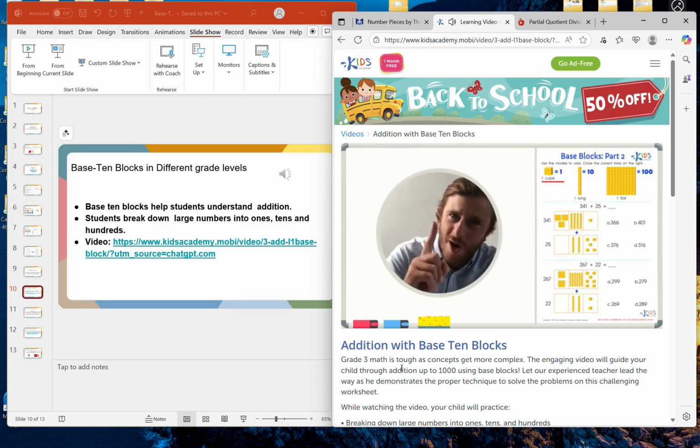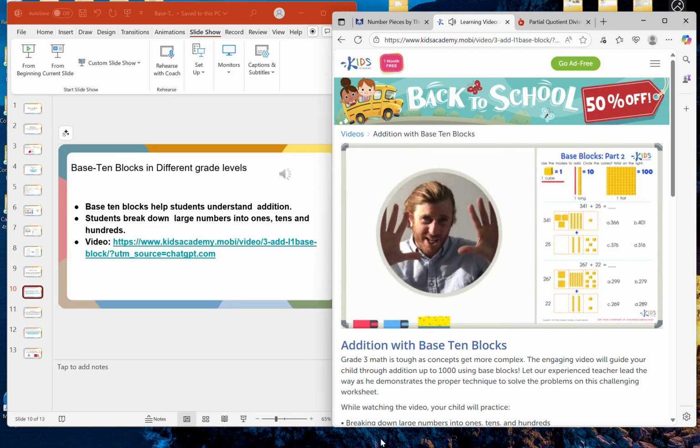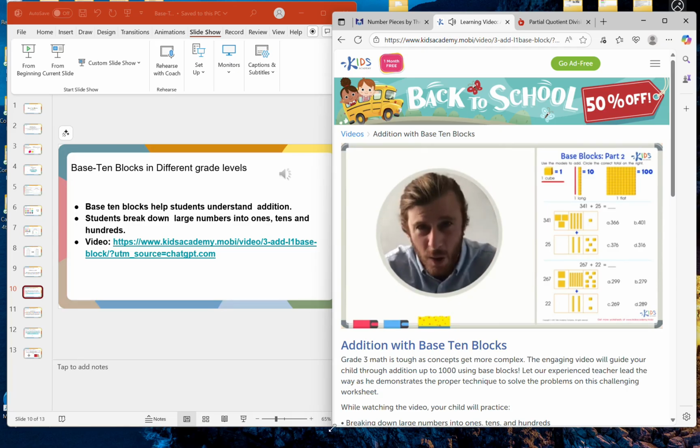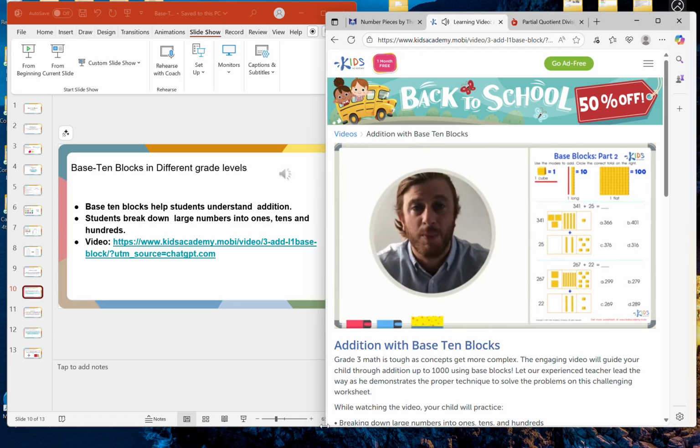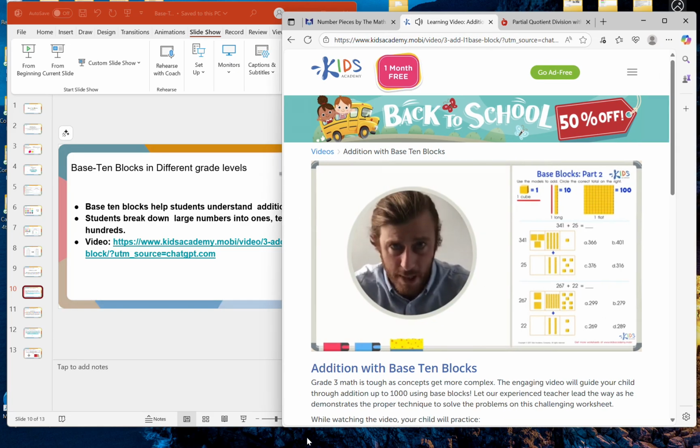Here we have 1 cube, and 1 cube is just equal to 1. Then we have something we like to call a long. A long has 10 cubes in it. A long usually represents 10. And we usually put longs in the tens place. Remember that for later.